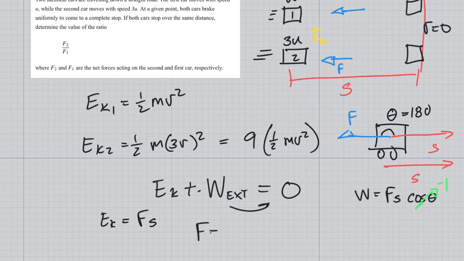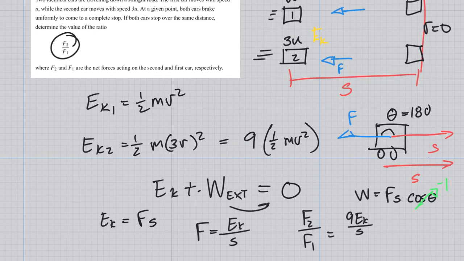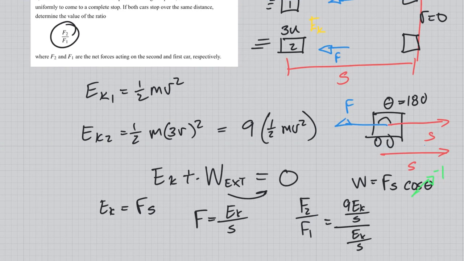And our force is going to equal our energy divided by our displacement for each scenario. So if we're trying to make this fraction of F2 over F1, F2 divided by F1, that's basically going to be 9 kinetic energy divided by S over kinetic energy divided by S. And so what's going to happen is my S's are going to cancel out. And essentially the kinetic energies are going to cancel out as well, but I'm just trying to show this.